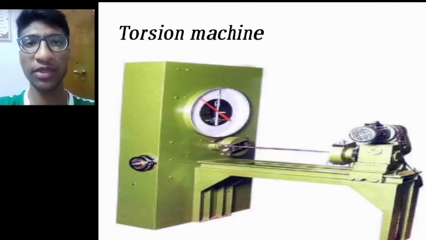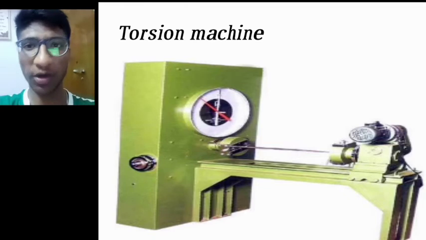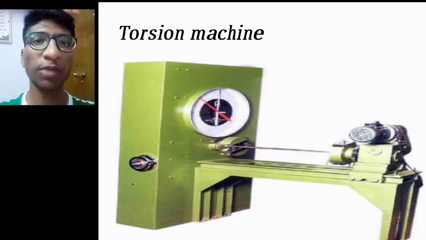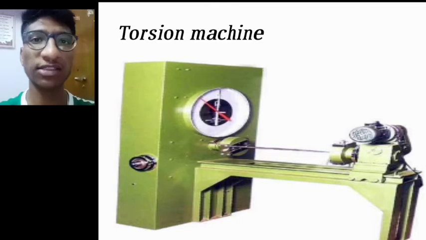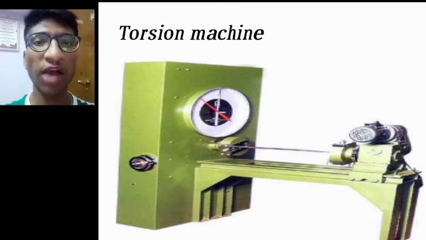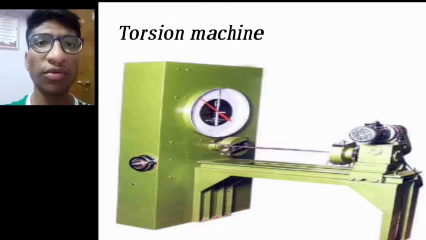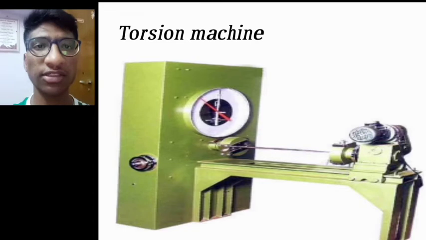Fix the specimen. Apply the torque slowly by rotating the handle to the right side of the machine. Note the torque from the torque meter and the corresponding angle of twist from the angle measuring disc. Repeat the experiment twice and thrice. Take the six readings and average them. We have to calculate the rigidity modulus.